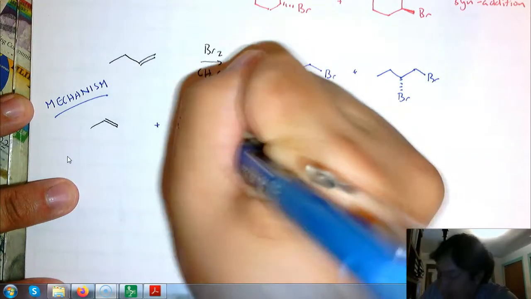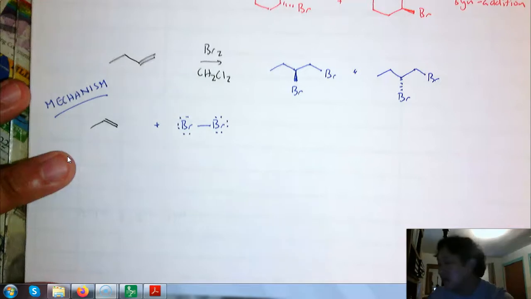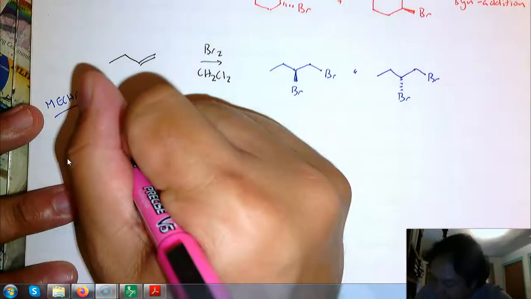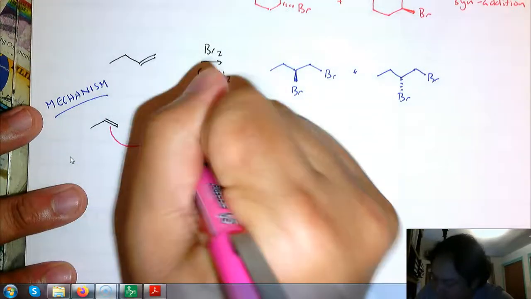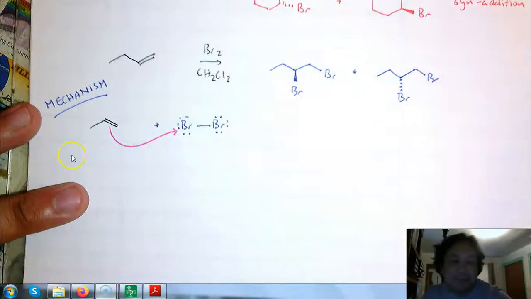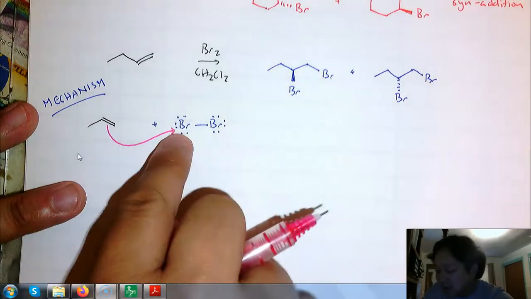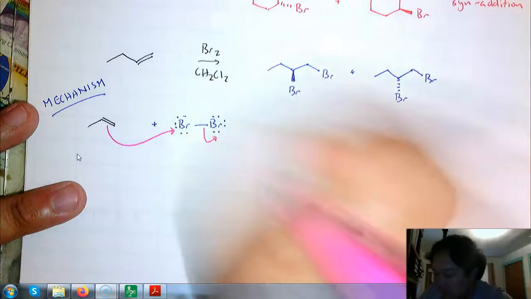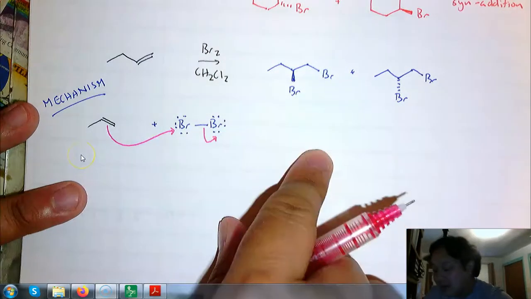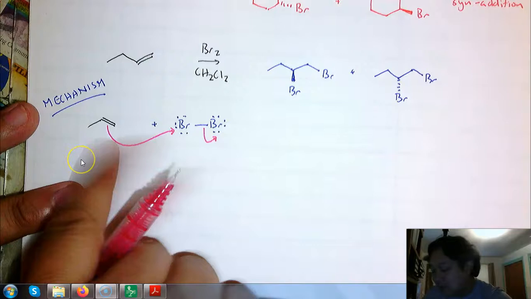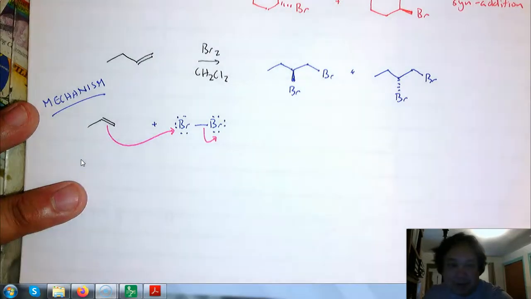I'm a little bit unsteady about the mechanism, so I'm going to draw all the lone pairs. Okay. You can never go wrong by drawing all the lone pairs. You can never go wrong with an alkene reaction mechanism when you use a pi bond to attack an atom. When this pi bond attacks and makes a bond to bromine, this bond breaks and you're kicking out a bromide. This bromine is going to be on the carbon and this bromine leaves. But here's the tricky step.